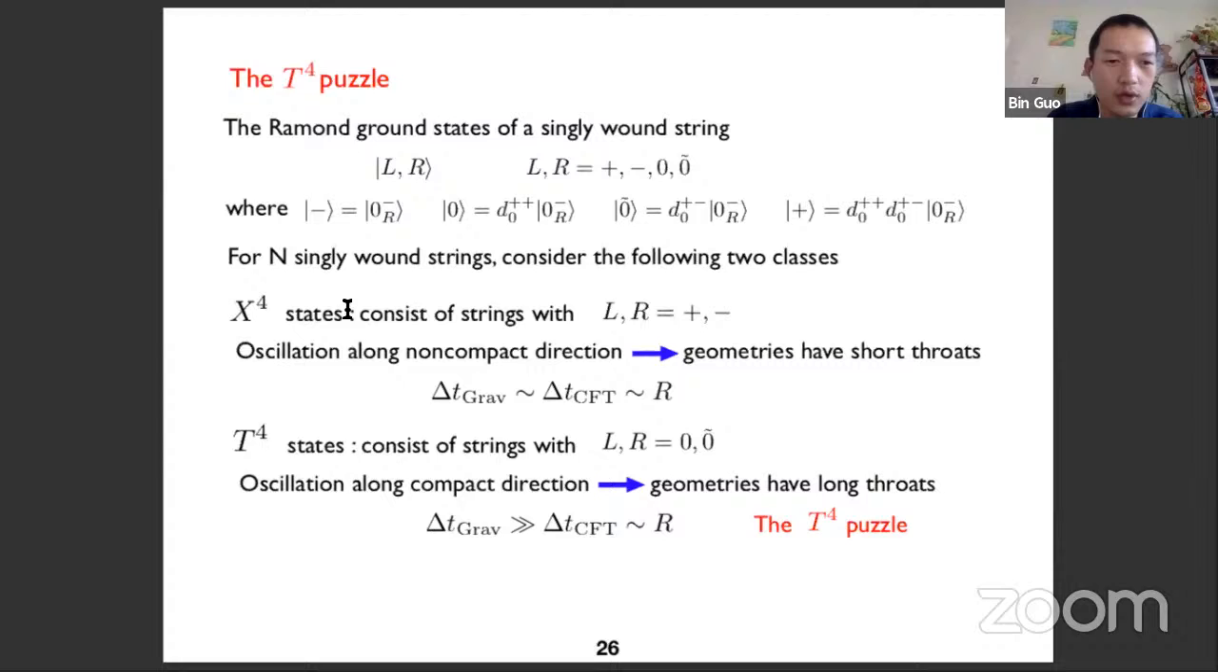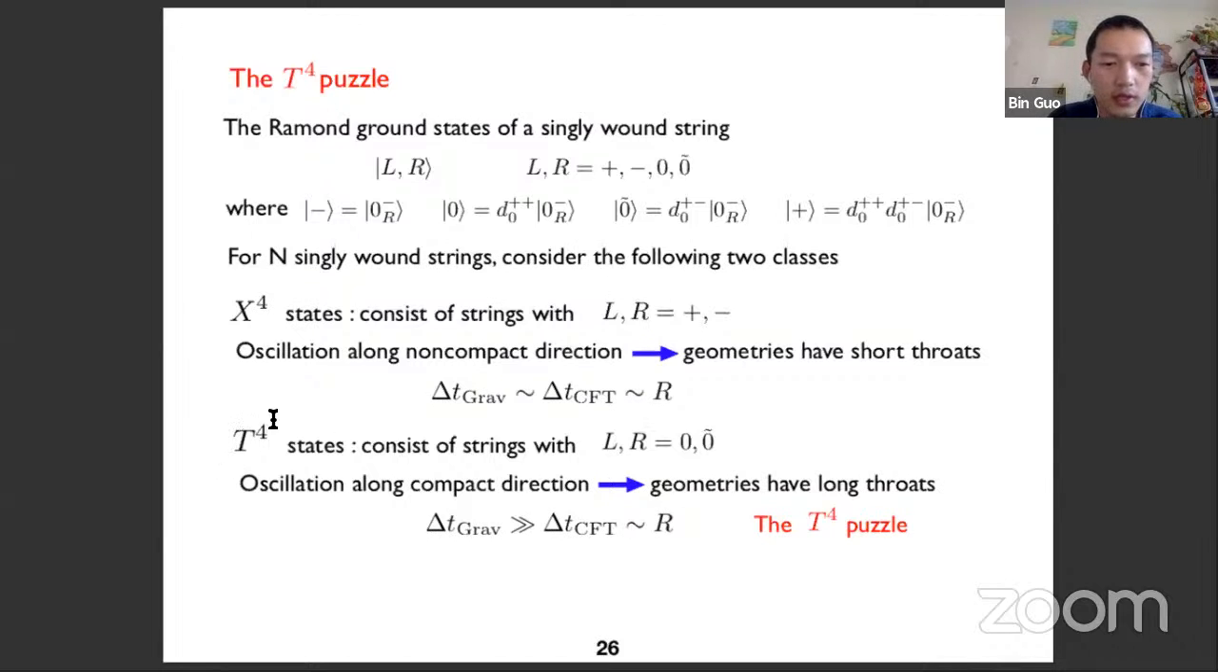We consider the following two classes, the X4 states and T4 states. The X4 states consist of strings with plus and minus, because they are oscillated around the non-compact direction, so the geometry has a short throat. The traveling time can match on both sides. And this R is the size of the Y circle, the CFT's. So the traveling time for the CFT is R, because they are all singly wound strings.